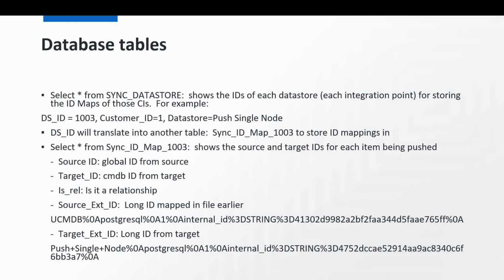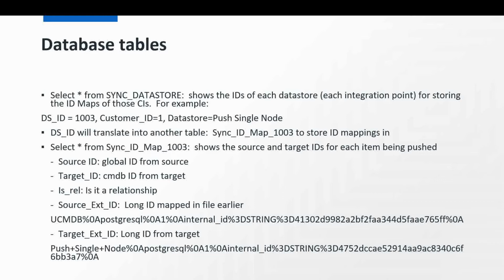There are columns there. For example, the source ID, which is the global ID from the source, the target ID, the CMDB ID from the target, and is it a relationship, and the source external ID. That's a long ID that we mapped earlier in the file. For example, the one below, UCMDB %0A. %0A is an HTML replacement string, I believe for a new line.